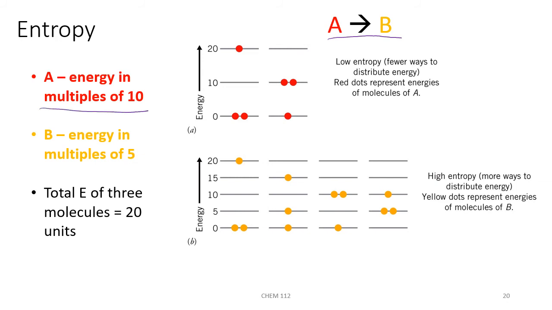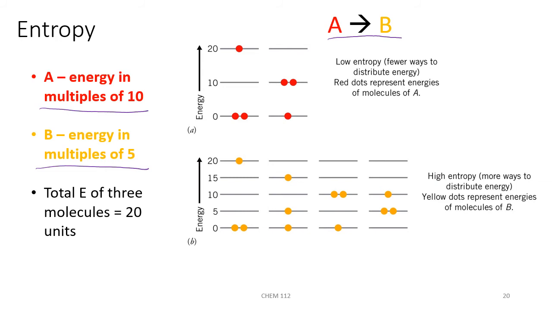reactant A has energy in multiples of 10. Product B has energy in multiples of 5. Let's say that our total energy of 3 molecules or 3 particles for each of them must equal 20 units. So how can we distribute the energy for reactant A if the energy comes in multiples of 10 to get it to add up to 20?